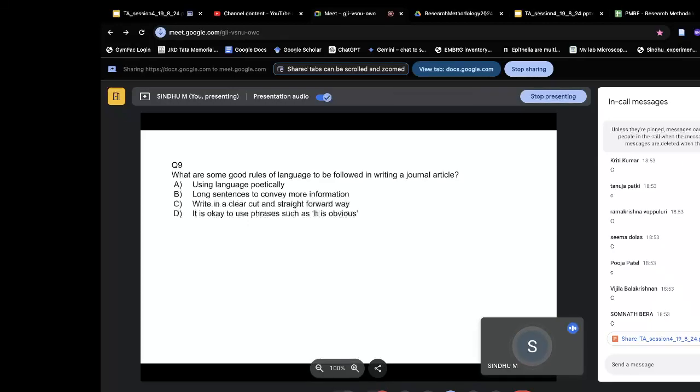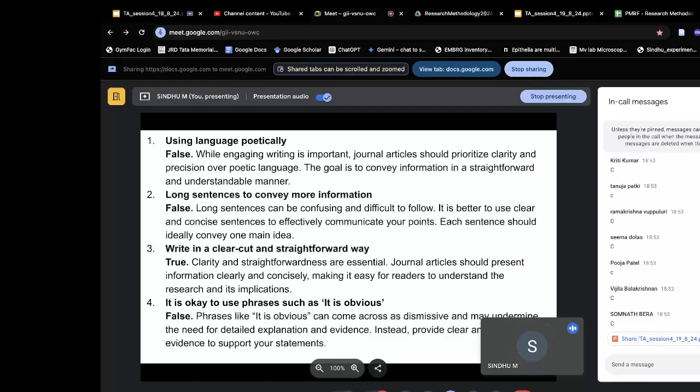This one most of you have got right. The correct answer is option C. The question is, what are some good rules of language to be followed in writing a journal article? Using language poetically. This is not correct. This is more of a formal writing, we have to use formal writing and not creative writing format.